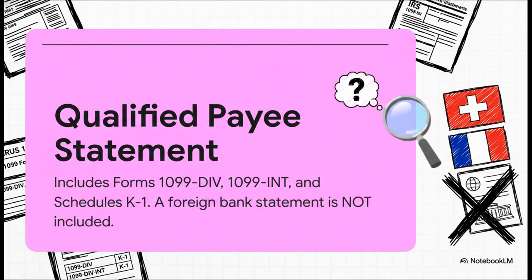So what on earth is a Qualified Payee Statement? The regulations are crystal clear. They're talking about the standard IRS forms we know and love. Your 1099s and your K-1s. That detailed statement from a Swiss bank? Or a fancy tax voucher from a French corporation? Nope. That's just a foreign commercial document. It is not a qualified payee statement that the IRS system is built to recognize. And that's the whole ballgame.